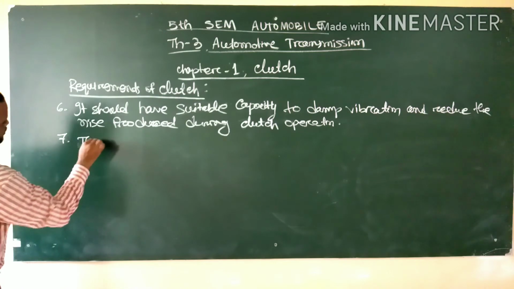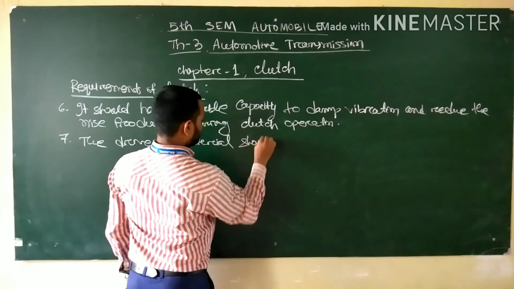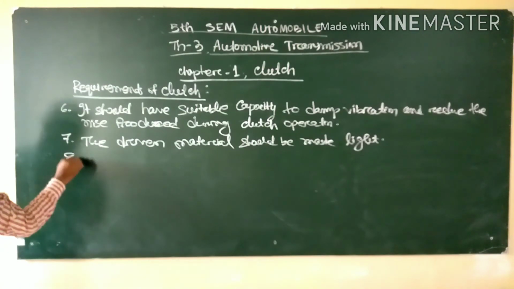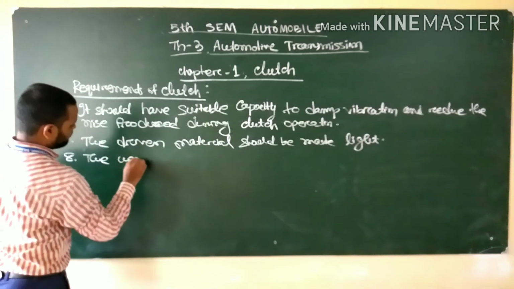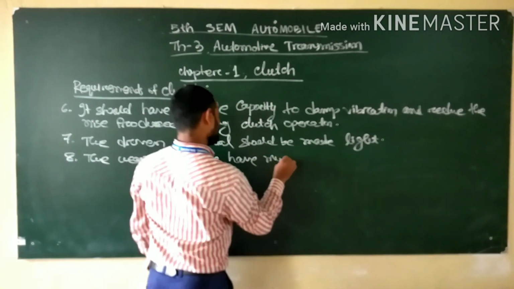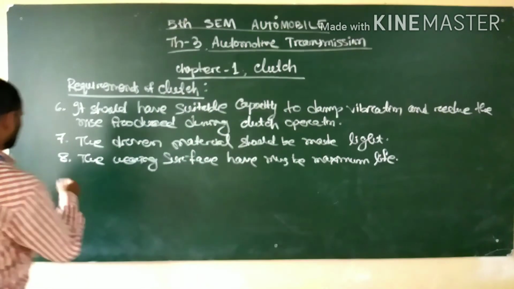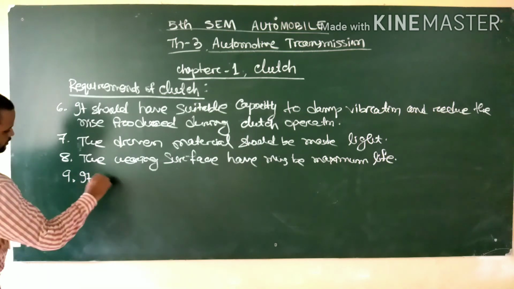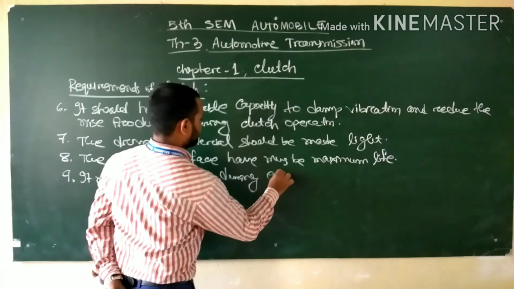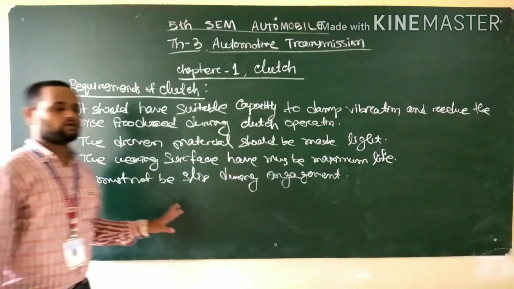Number 7, the driven material should be made light. 8, the wearing surface must have maximum life. Number 9, it must not slip during engagement. These are the 9 points of requirements of clutch.